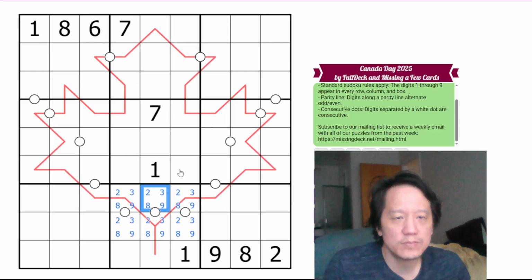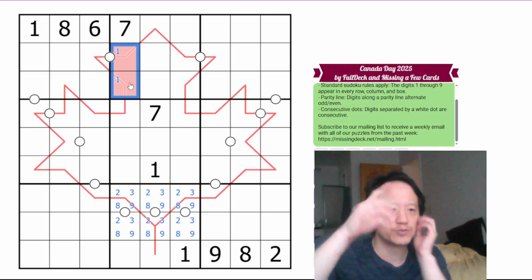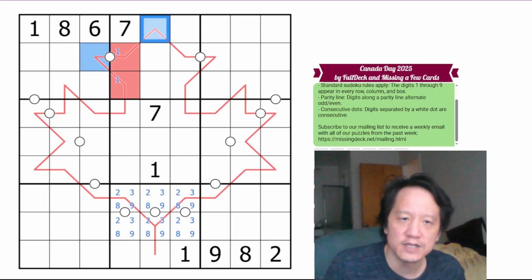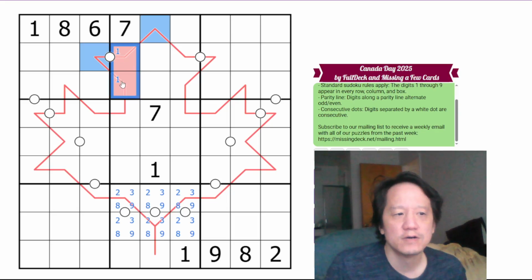1 cannot be here or here, so 1 has to be one of these two. Since 1 is one of these two, one of these has to be odd, which makes the other one odd, because they'll alternate between odd and even digits. Therefore, this is an even digit, this is an even digit, right? Because in this upper central box, 1 can't be anywhere else. 1 has to be one of these two cells. Since 1 is one of these two cells, one of them is odd, and the other one has to be the same parity, because they're both different parities than this cell. So they both have to be odd.